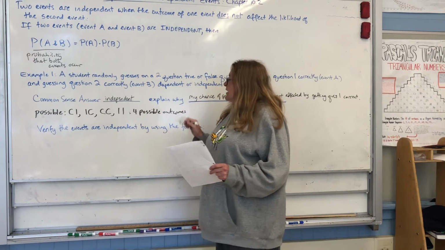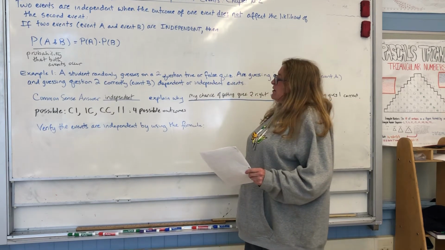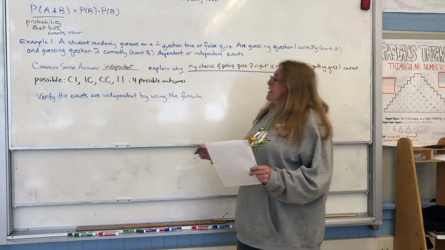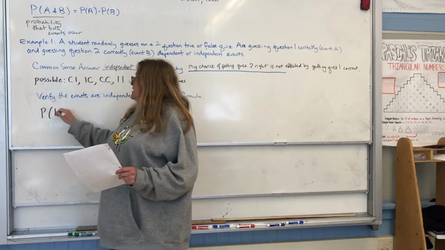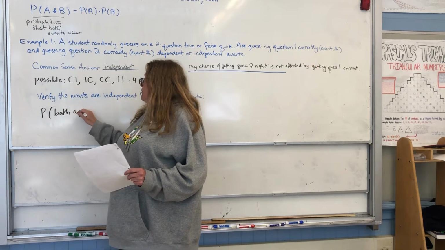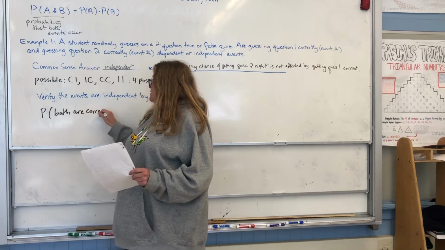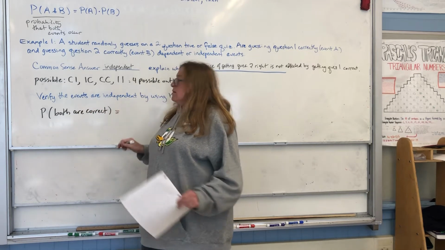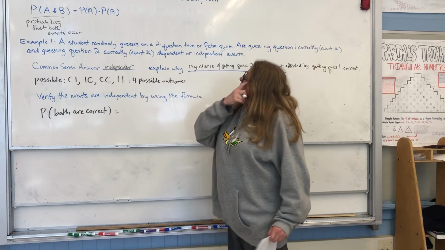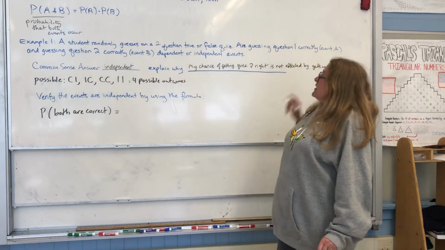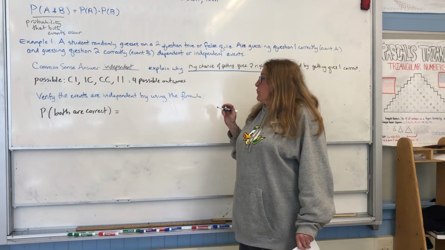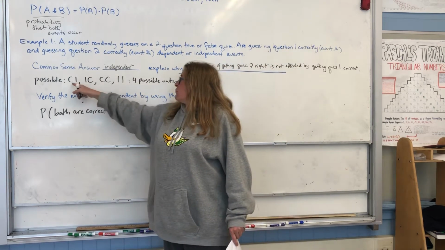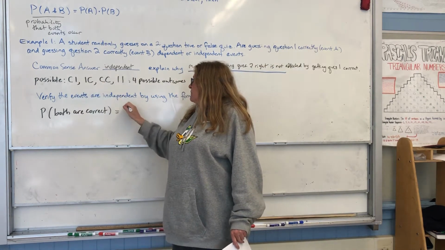Okay, so let's find the probability using the formula. We're going to try to find the probability of A and B. In this case, it's the probability that both are correct. Well, let's look at the probability of A. Event A is that the student guesses question 1 correctly. Well, how many ways can the student guess question 1 correctly? 2 out of 4.